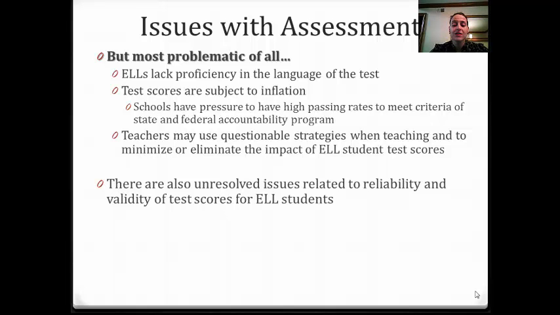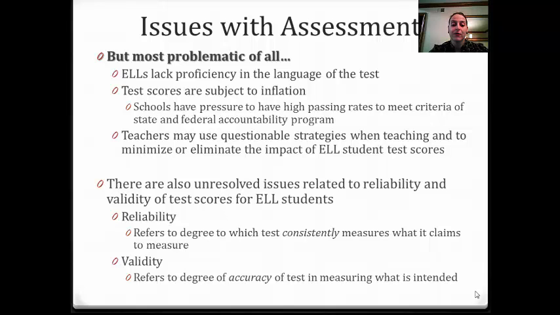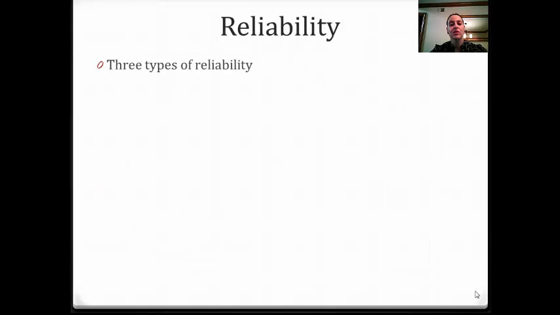Okay. There are also some unresolved issues with regards to reliability and the validity of test scores for ELL students. Okay. And we're going to talk about reliability and validity right now. So reliability refers to the degree to which the test consistently measures what it claims to measure, and validity refers to the degree of accuracy of the test in measuring what it is intended to measure. Okay, so let's talk about reliability first. And there are three types of reliability.